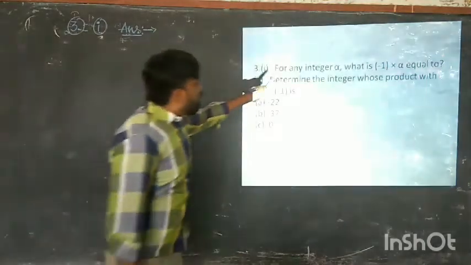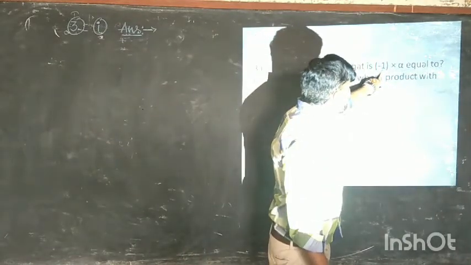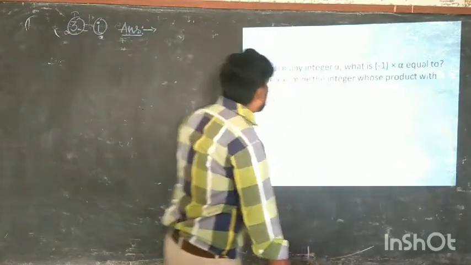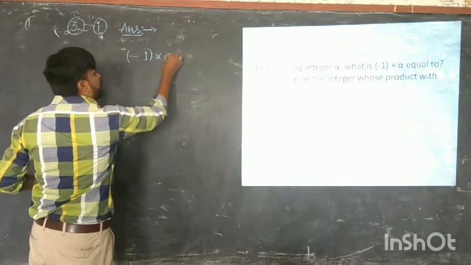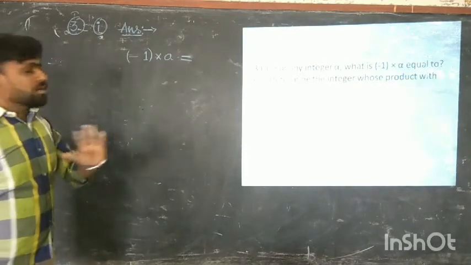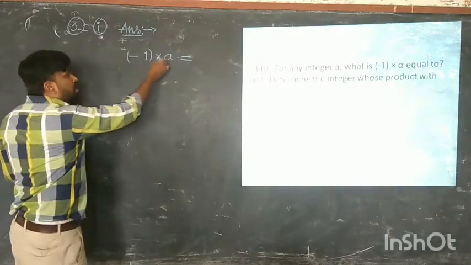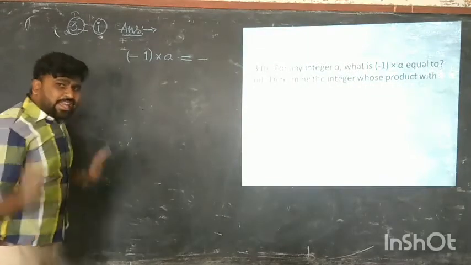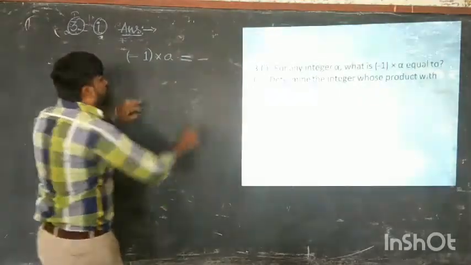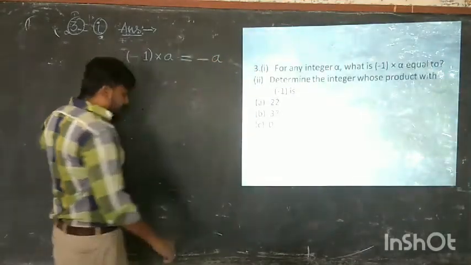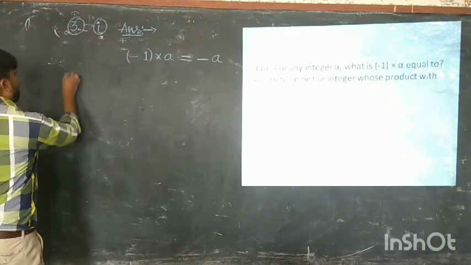The first one. For any integer a, what is minus 1 into a equal to? What we have to find here: minus 1 into a is equal to what? Simple, listen here. It is plus a, it is minus 1, plus into minus, minus. Any number multiplied by 1, answer will be the same number. A into 1, answer is A. Therefore, what is the answer for third main first one? That is minus A.